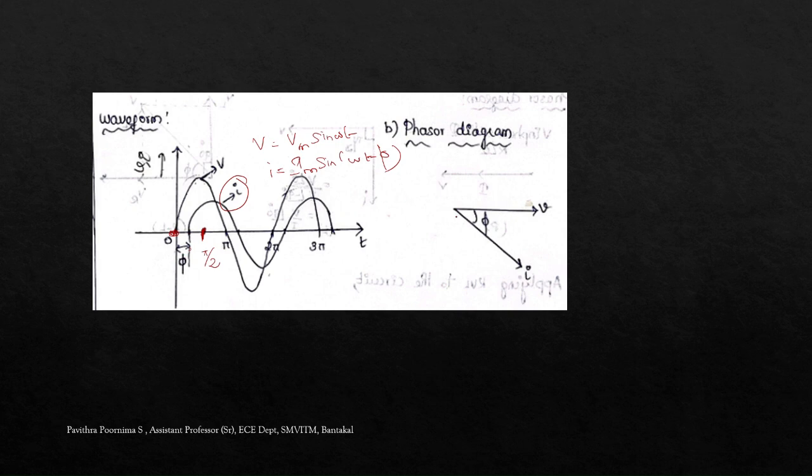And the phasor diagram. Previously, in the pure inductance circuit, current lags voltage by pi by 2. Here it is phi, so it's not a right angle. The voltage and current make some phase difference of phi here. So current lags voltage by some angle phi. This is the phasor diagram of the RL series combination.